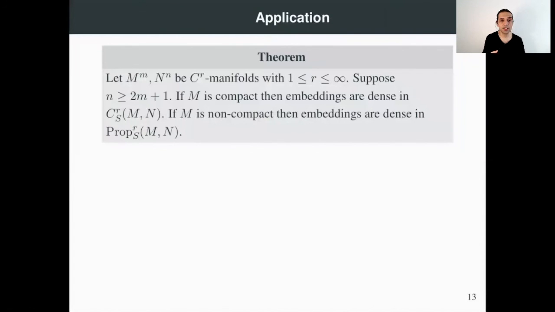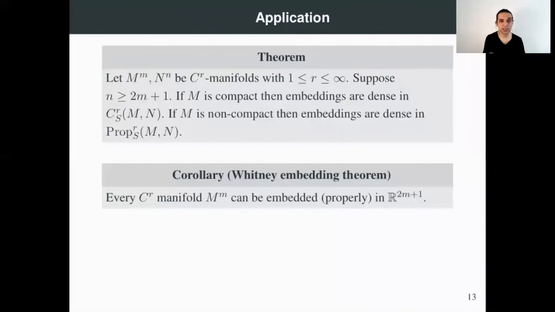Let's see an application of this result. Consider M and N C^r manifolds with r between 1 and infinity. And suppose that n is greater or equal than twice m plus 1, where this small m is the dimension of big M. If M is compact, then embeddings are dense for the strong topology in the space of C^r maps. And in the case in which M is not compact, then embeddings are dense in the space of C^r proper maps, right? An application is this more general version of the Whitney embedding theorem.